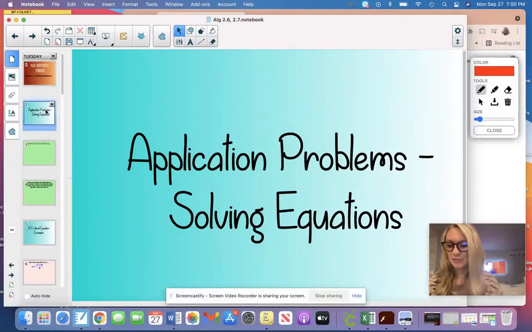This is the first time using my trackpad again since remote learning. So just bear with me a little bit. It might take me a hot second to get back in the groove of it.